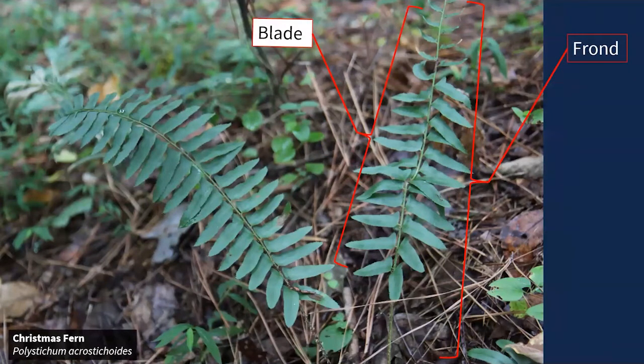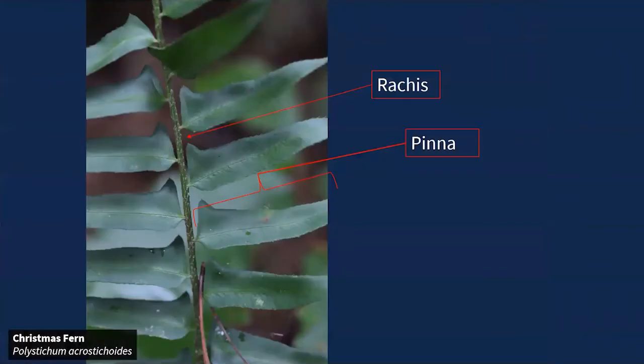Overall, with this Christmas fern, the full thing, including the stipe on the bottom, the stem, is the frond. The leafy part is the blade. And if you get up there close and look at this plant, the stem in between all these pinnae in the leafy part, that's a rachis. And then the leafy subdivisions, if you will, are pinna. One is a pinna, and all of them together are called pinnae.